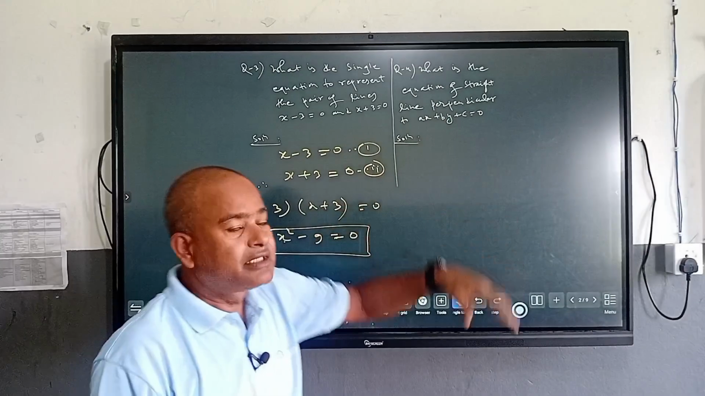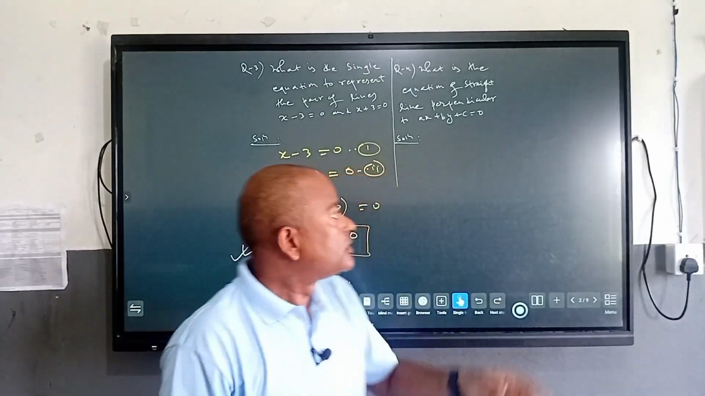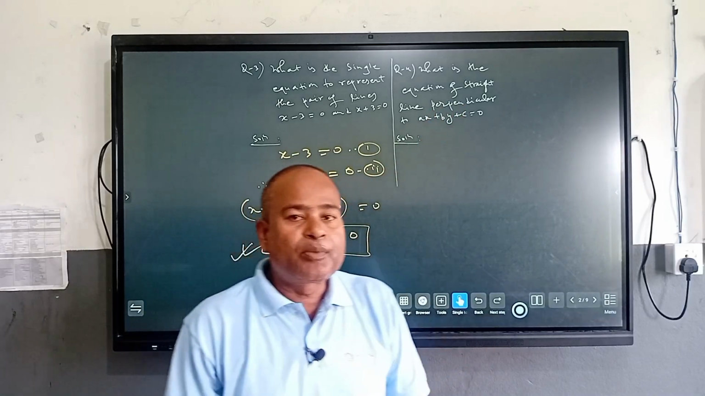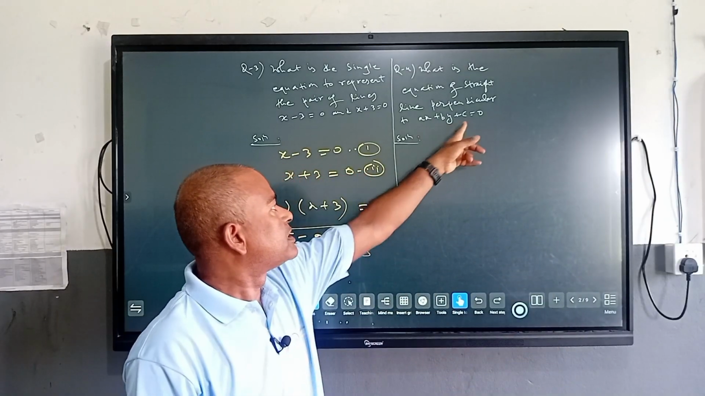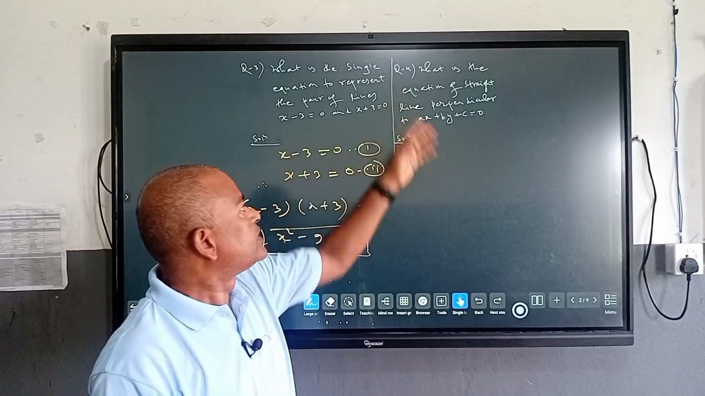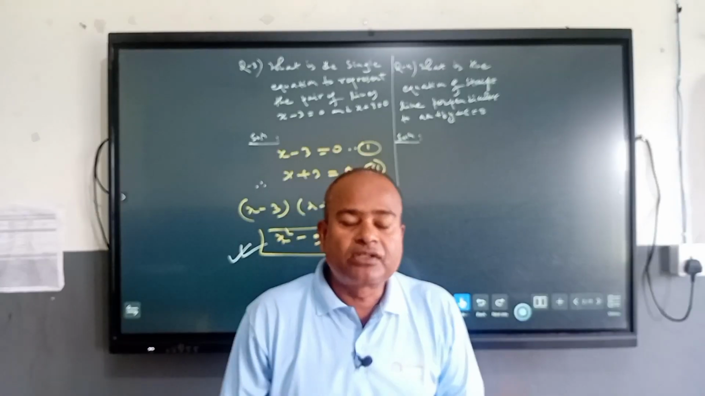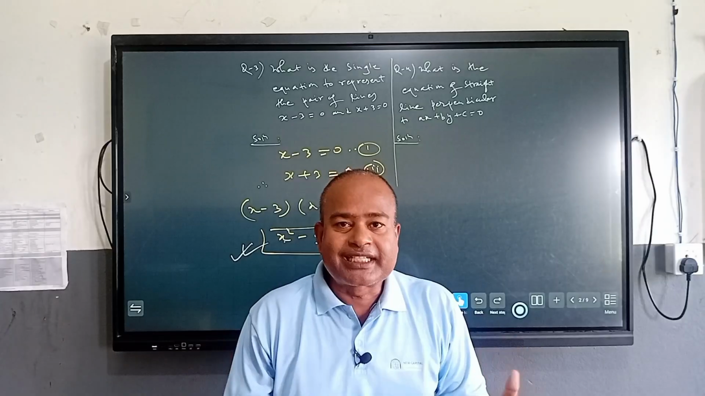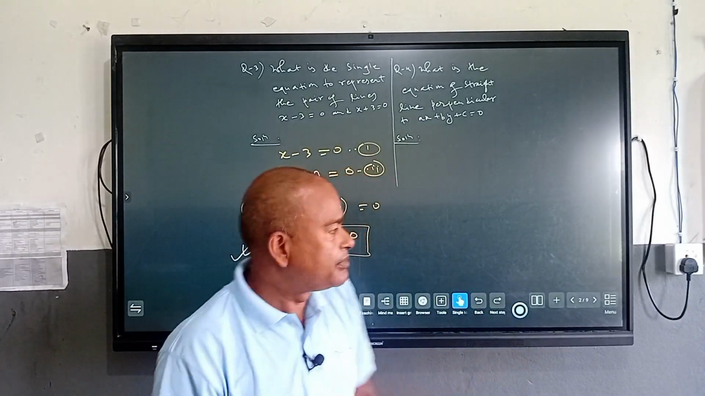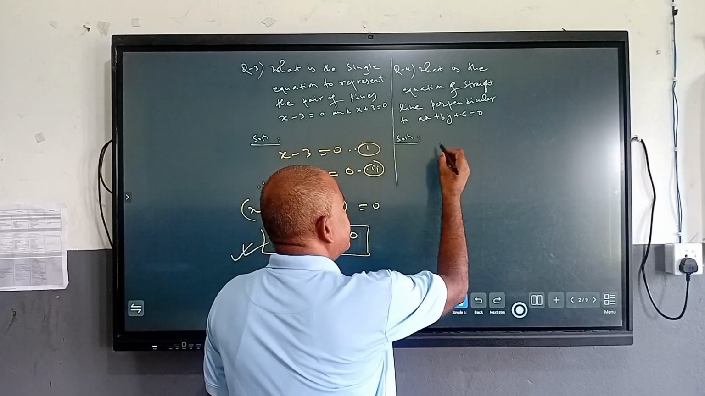Dear students, let's go to question 4. The question is, what is the equation of the straight line perpendicular to ax plus by plus c equals 0? So dear students, in question 4, we have to write down the equation of a straight line which is perpendicular to ax plus by plus c equals 0.